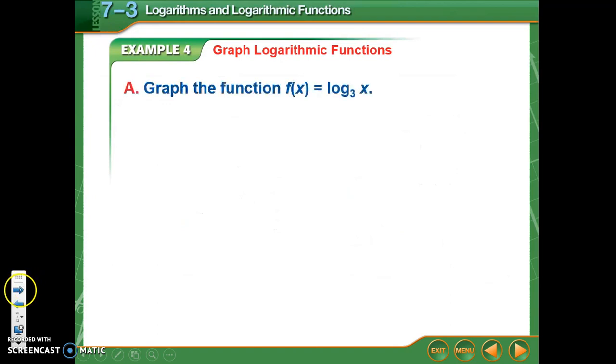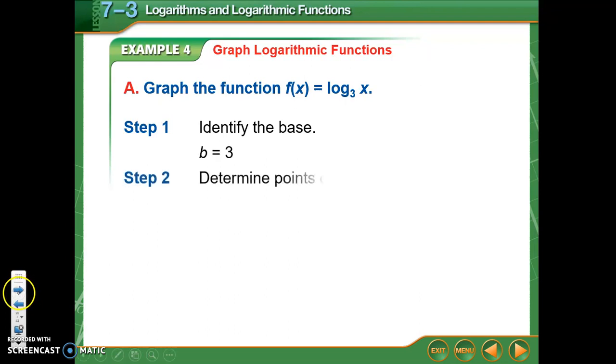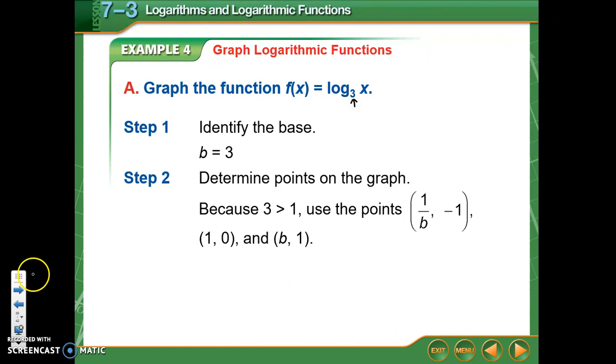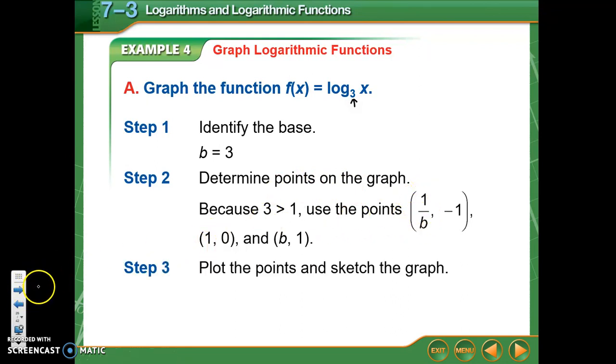So take a look at this first graph that we have here. We're going to graph the function f of x equals log base 3 of x. The points that we're going to be able to graph are based on that base. So we identify the base, which is 3, right? That's step 1. Then we find those 3 points on the graph. Since 3 is greater than 1, we're looking at the first graph, the graph on the left-hand side. So we have (1/b, -1), (1, 0), and (b, 1). So our points are going to be (1/3, -1), (1, 0), and (3, 1). Those are going to be the points that we graph.